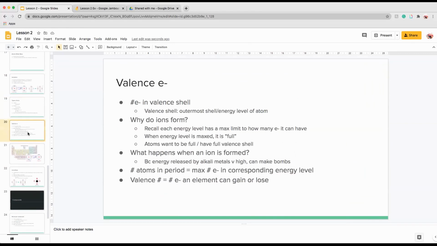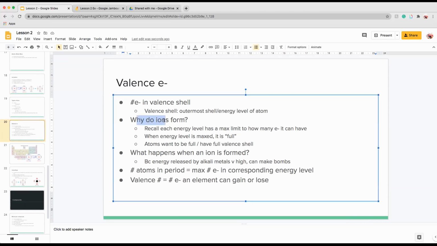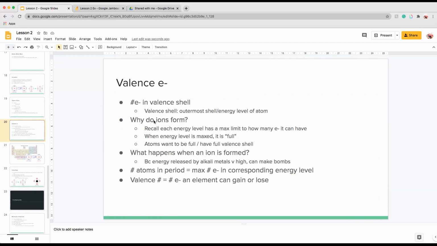Moving on, valence electrons. Valence electrons means the number of electrons in the valence shell, also known as the outermost shell or energy level of an atom. I had a point where I talked about why atoms lose or gain electrons, but I already explained that. What happens when an ion is formed? What happens when an atom gains or loses an electron?